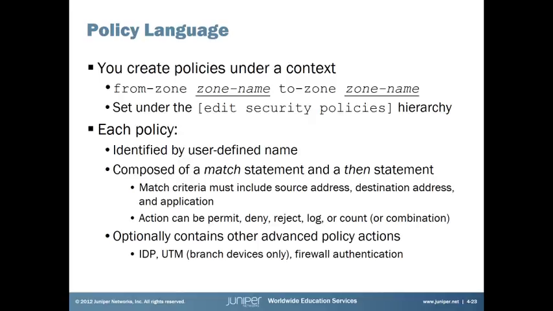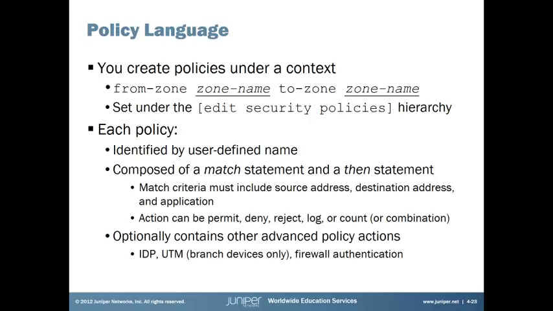Then we're going to set up some matching criteria. So we're always going to include a source address, a destination address, and an application, even if the source address is any, and the destination address is any, and the application is any. So we could be just allowing everything. Say we're going from trust to untrust in our previous example. We could just have source any, destination any, application any. So we're allowing everything from the trust zone to go to the untrust zone.